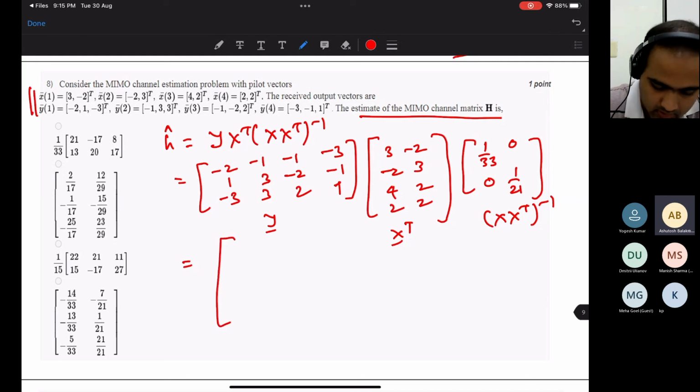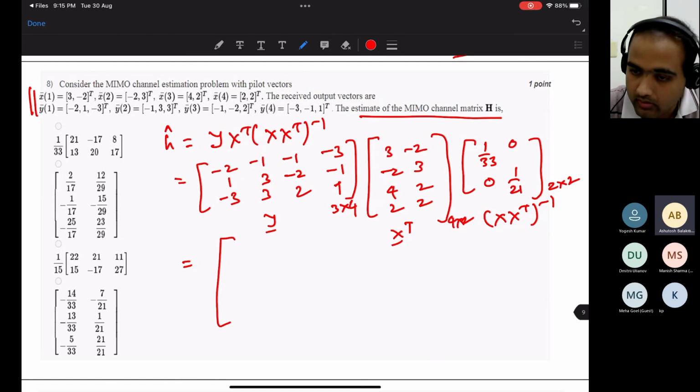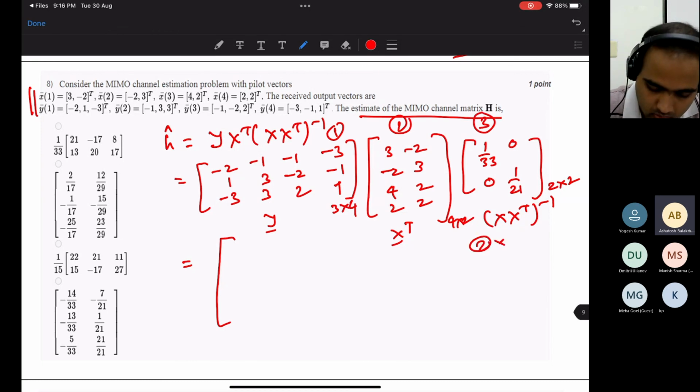If you multiply all these matrices together, this is a 3 by 4 matrix, this is a 4 cross 2 matrix, and this is a 2 cross 2 matrix. If I name them 1, 2, 3, first if you multiply 2 and 3, we'll get a 4 cross 2 matrix. And then if we multiply 1 with what we got from 2 and 3, this will be a 3 cross 2 matrix.